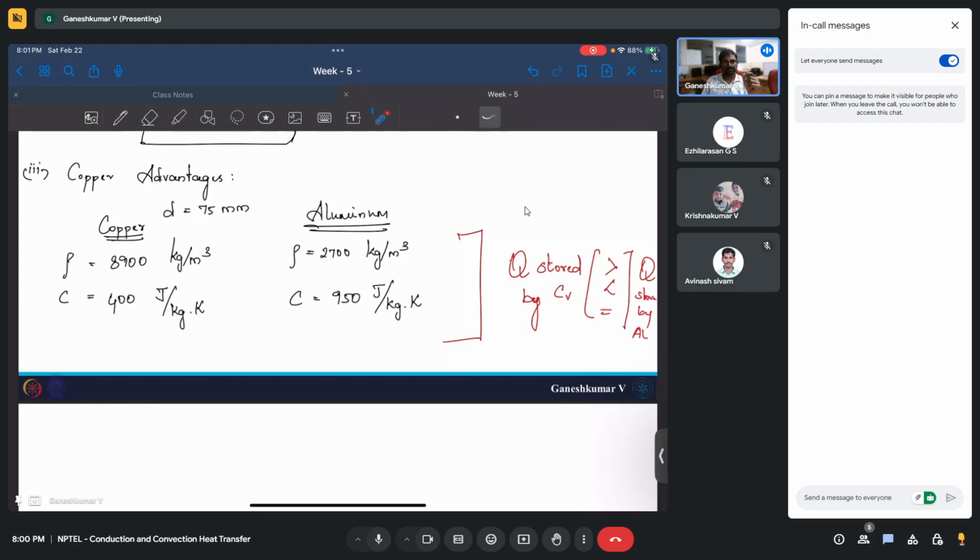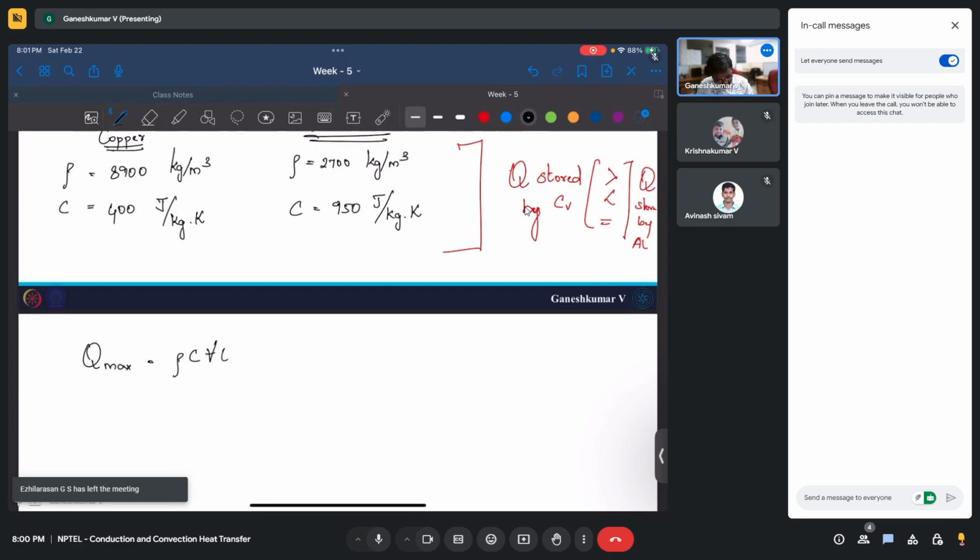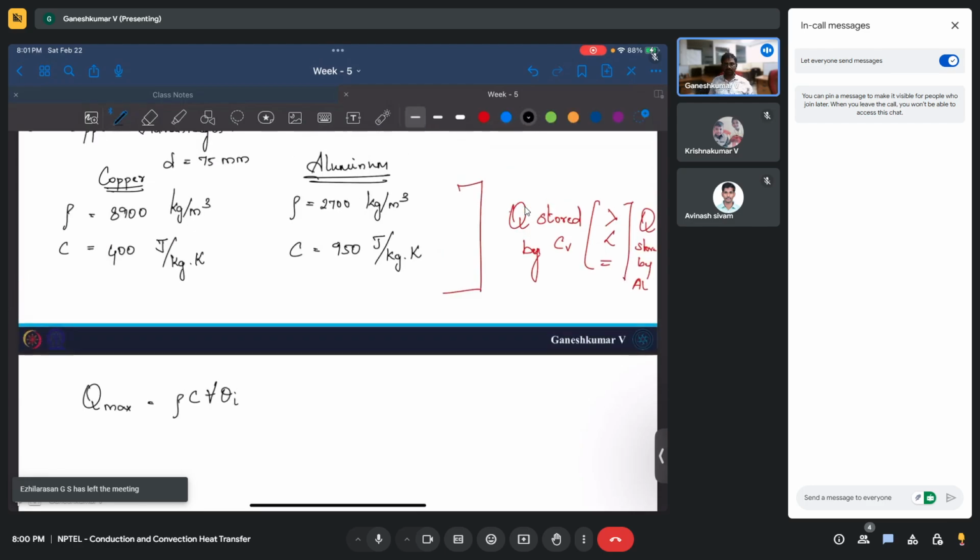So if you want to increase the storage capacity, we already know the Q max, which is nothing but rho CV times theta I, which is m Cp delta T. Now I'm saying I want to increase this Q max. So the advantage of a thermal energy system is to increase the Q max. One way I can do it is to increase theta I, and the other way is to increase the volume.